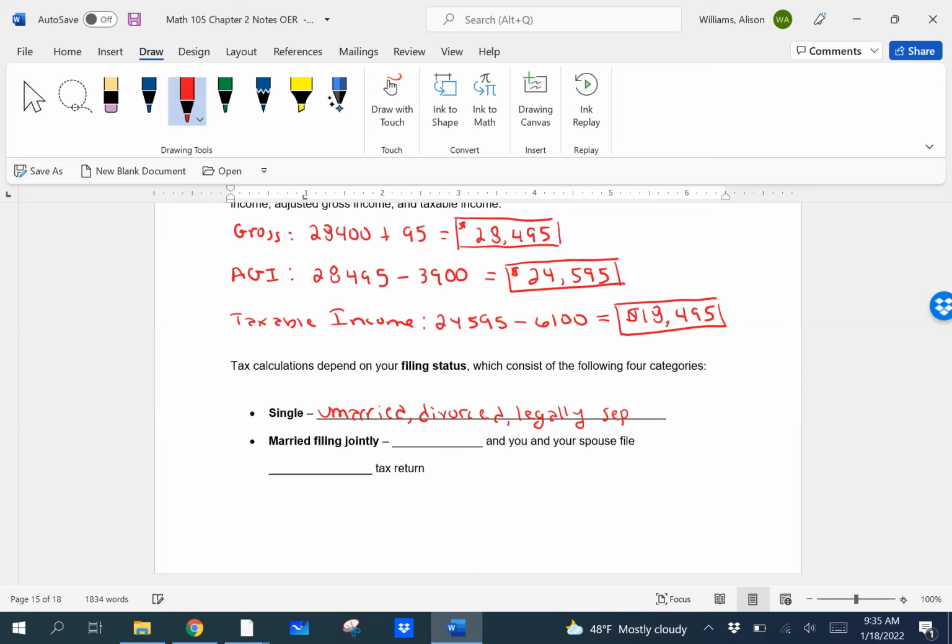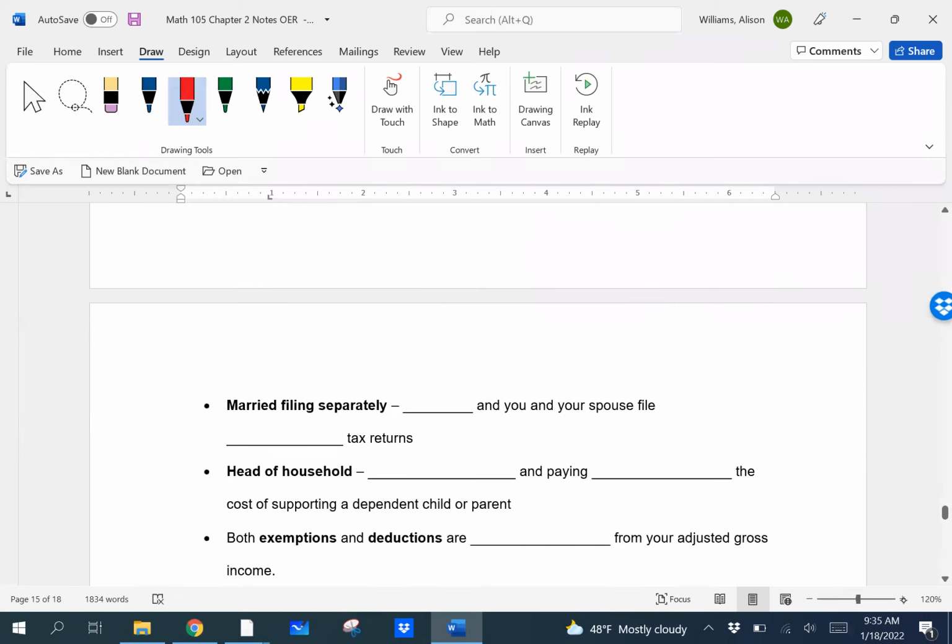Okay, now if you're head of household, that's defined to be unmarried but with dependents. And a dependent is basically somebody you're paying at least half, or the majority, of the cost of supporting, like a child or maybe a parent who's elderly.